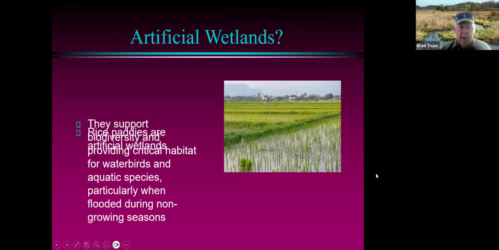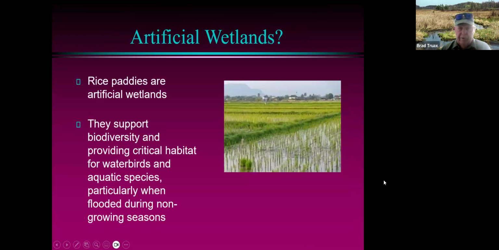Okay, how about artificial wetlands? Well, rice paddies are artificial wetlands, and they support biodiversity and critical habitat for many water birds and aquatic species, particularly when they're flooded during non-growing seasons.